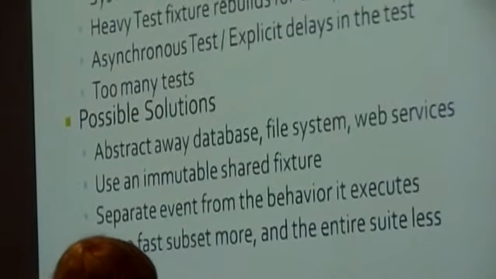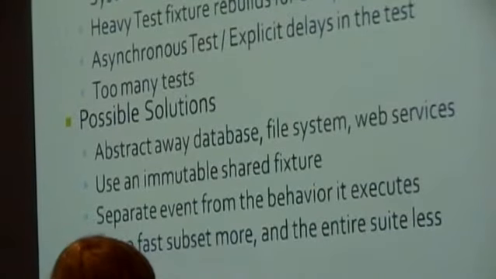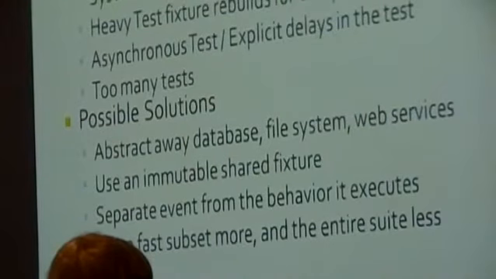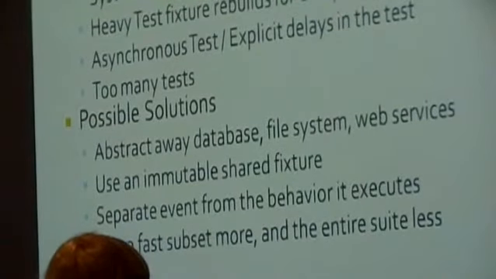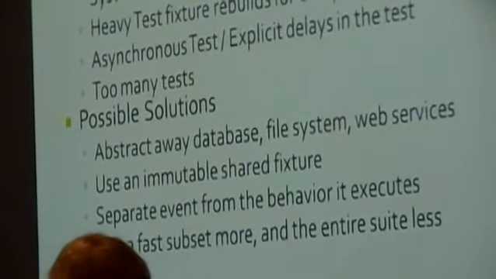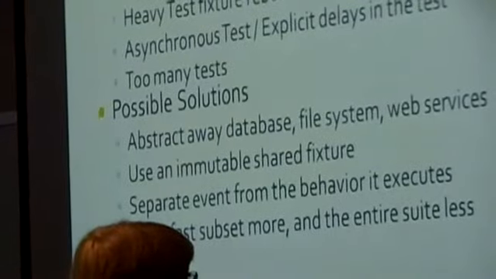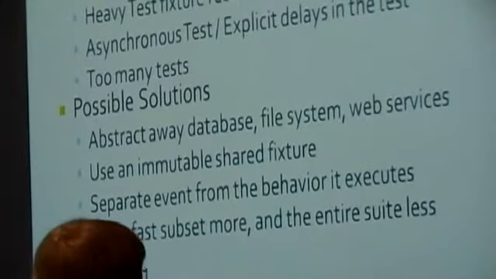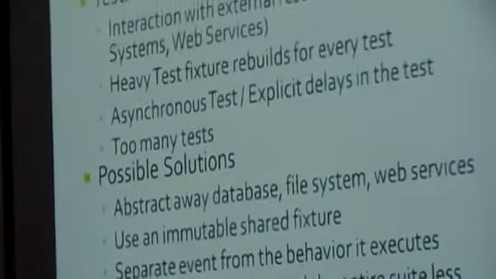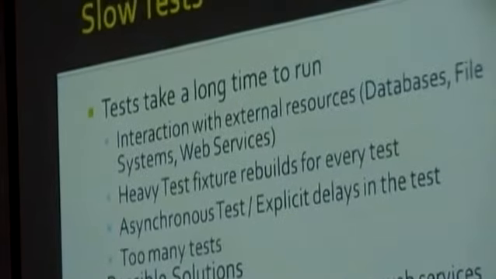One of the things you can do is abstract away these third-party resources. There are things available for abstracting away the database, the file system, and web services. In fact, in .NET, we now have System.IO.Abstractions. That's another layer around the file system, so you don't have to depend on the file system being there and worry about permissions and things like that.